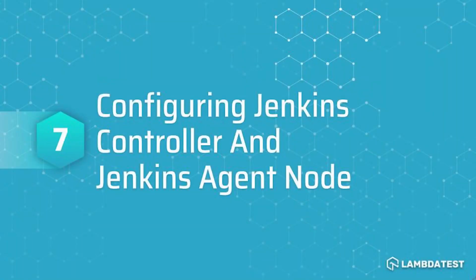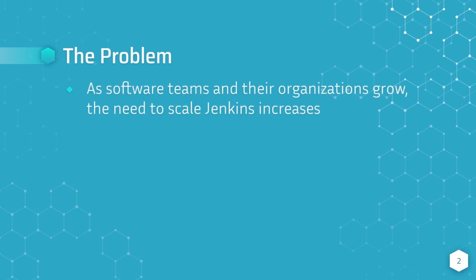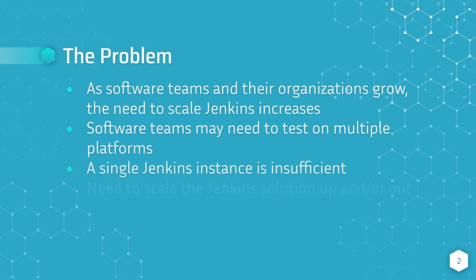In this video, we are going to configure Jenkins Controller and Jenkins agent nodes. And before I walk you through the configuration steps, I first want to discuss the problem that we're trying to solve. As software teams and their organizations grow, so does the need to scale Jenkins. In addition, software teams may need to build and test software on multiple platforms, like Windows, Mac OS, and Linux. And a single Jenkins instance will likely be unable to meet these requirements. In order to meet these requirements, we must scale Jenkins up and/or out.